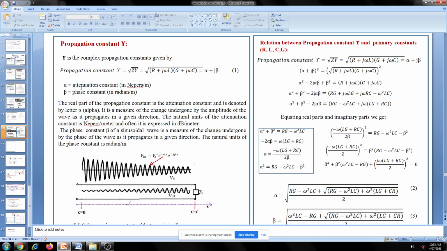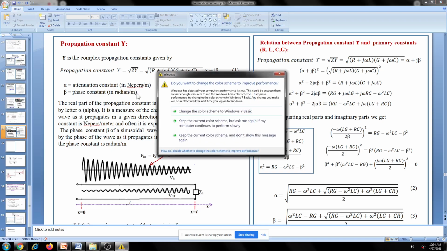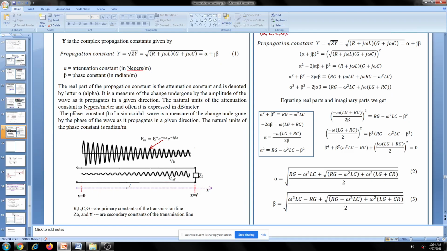Alpha is the real part of gamma, and the real part of gamma is the attenuation constant. Its unit is Nepers per meter. It may be meter or centimeter, based on the application; it need not always be meter. It may be Nepers per centimeter, per mm, or per kilometer, but anyway it is a length here. The phase constant beta is in radians per meter.